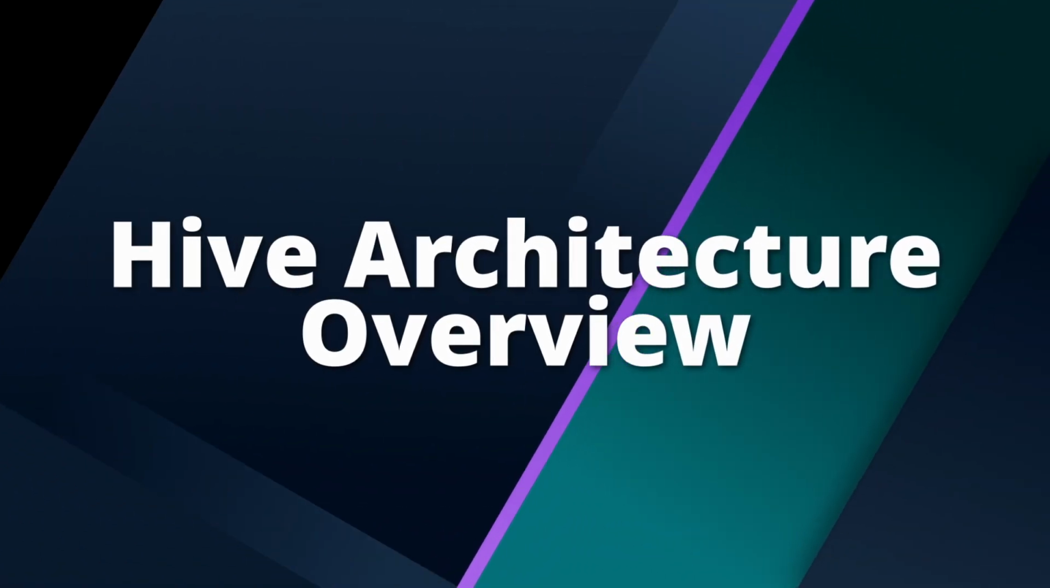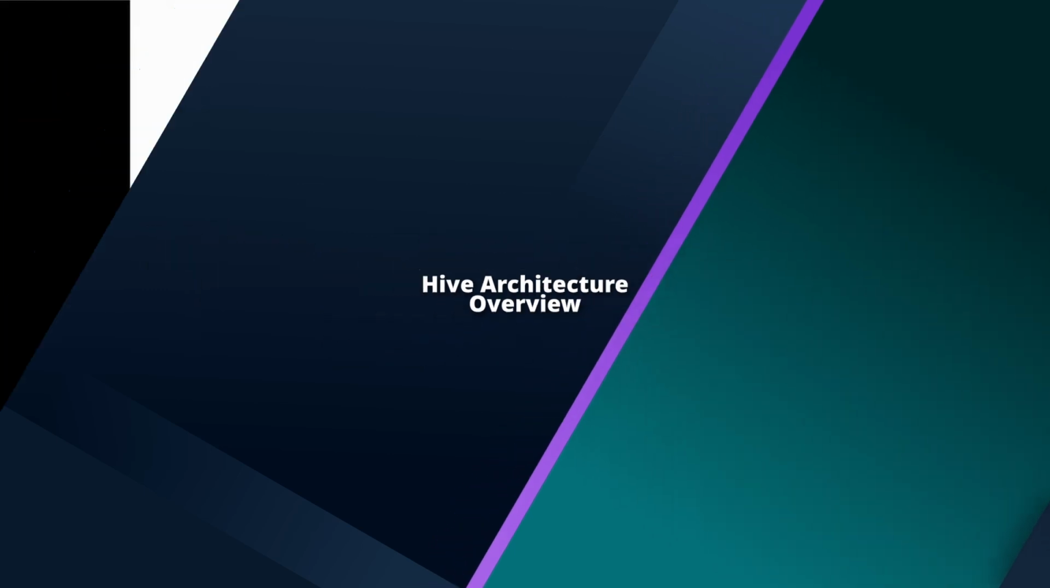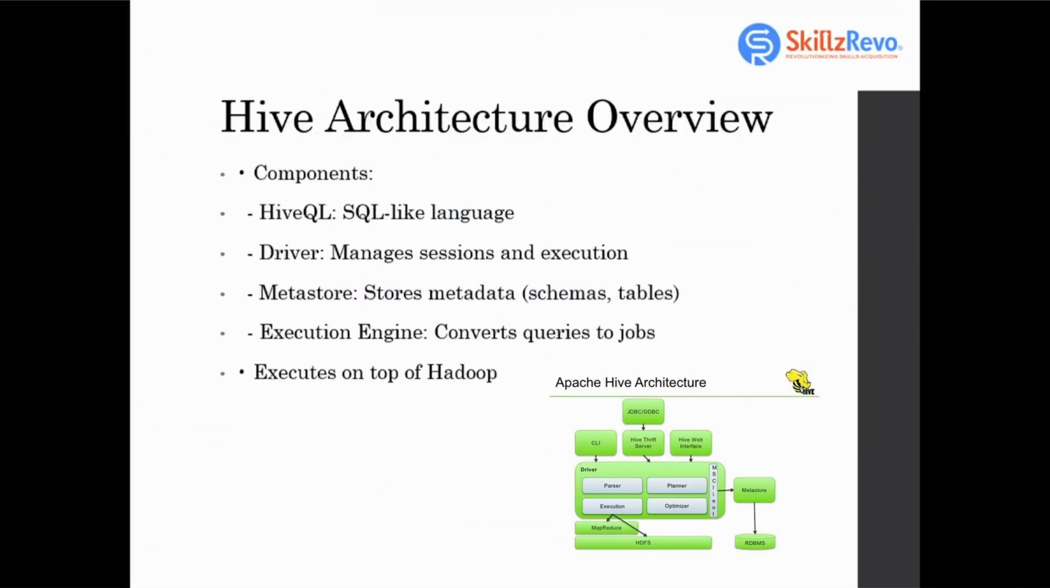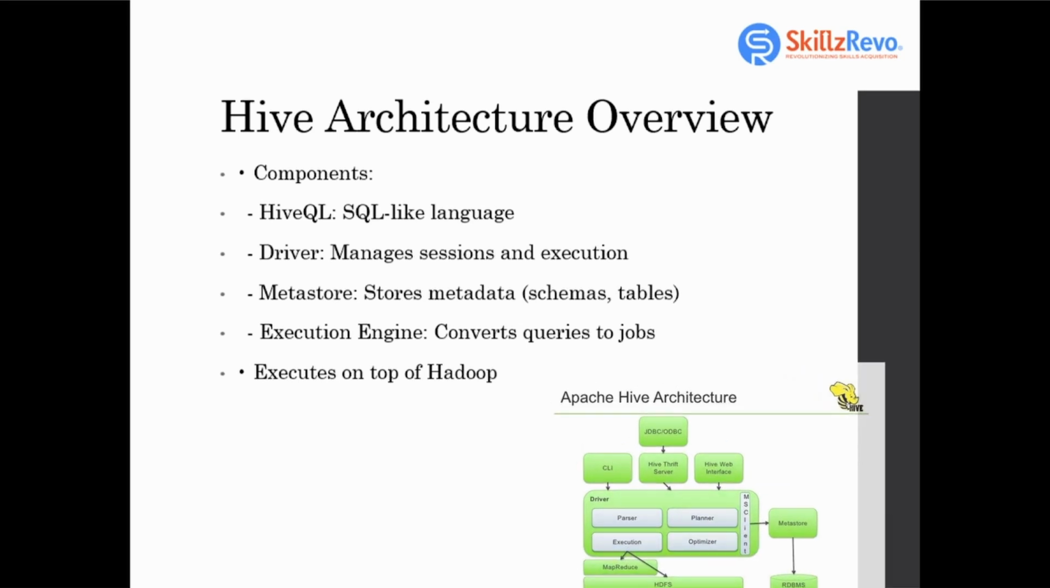Let's look at the architecture of Hive in a simplified way. First, you write a query using HiveQL, which is very similar to SQL. This query goes to the driver, which manages execution. Then the metastore stores the metadata like table names, schema, and partitions. The execution engine converts your query into a job that runs on Hadoop. This setup allows you to run queries on massive datasets without worrying about how it's processed in the background. It's powerful, scalable, and built for big data.